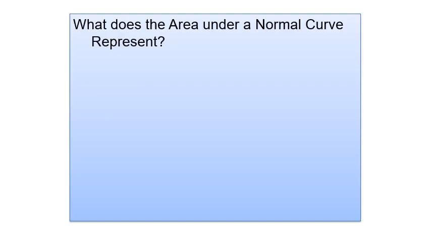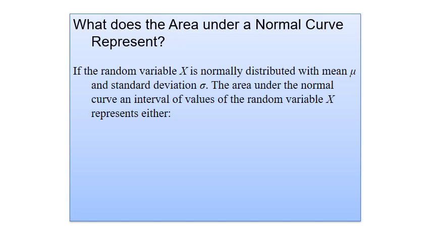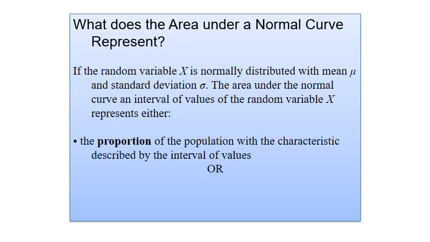So what does the area under a normal curve represent? If our random variable x is normally distributed with a mean mu and a standard deviation of whatever the sigma is, whatever our standard deviation is, the area under the normal curve of an interval of values for the random variable x represents one of two things: the proportion of our population with the characteristic that we're describing.